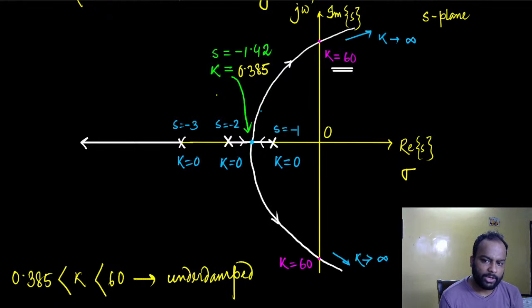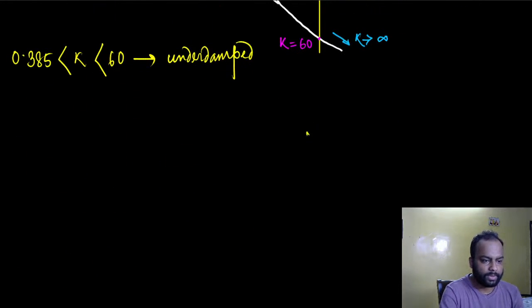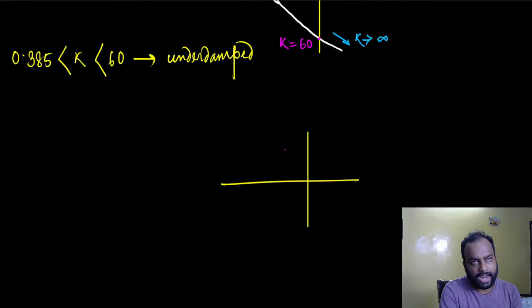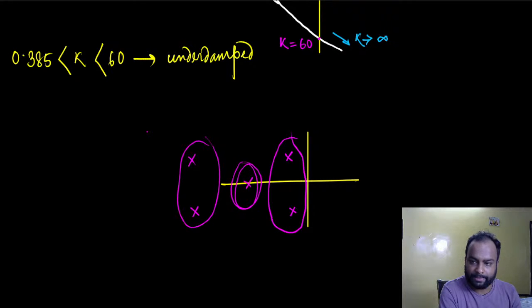Just one more thing, I don't think I mentioned it. There is a certain idea of dominance of poles. If I have poles here, here, here, here, something like that, for a system, these are more dominant than these, and this is more dominant than these.